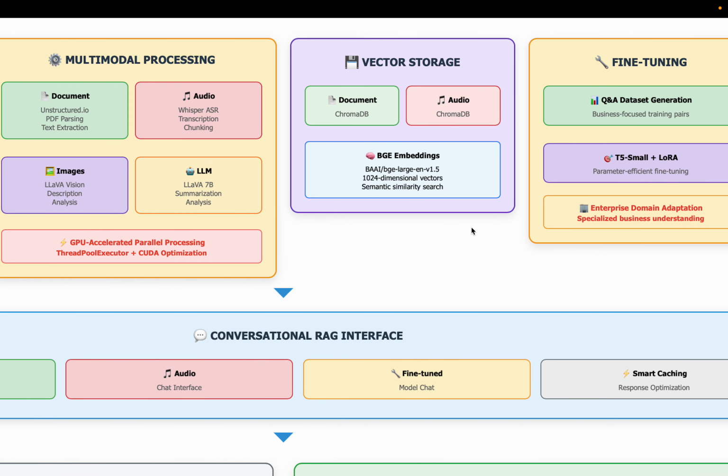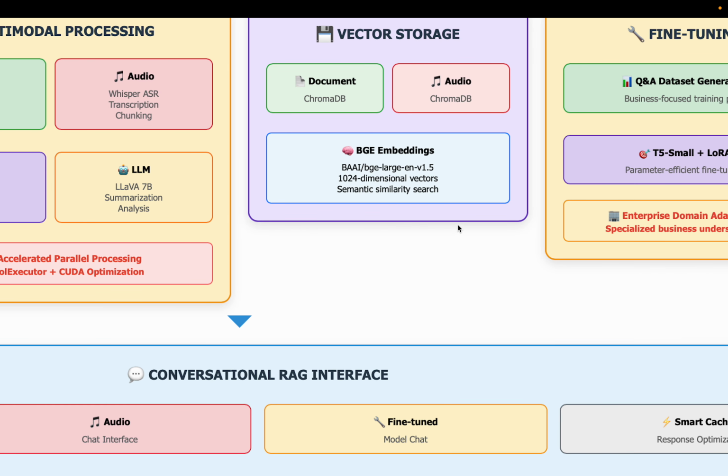Coming to the vector storage architecture, for storage, I use separate ChromaDB instances for documents and audio to prevent cross-contamination. I chose BGE because it's currently top performing on MTEB benchmarks for semantic similarity tasks.